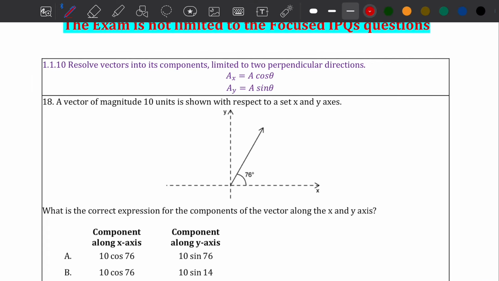Now we have questions on components of a vector, so we will be using cosine theta and sine theta. Here we have a vector of 10 units, and we want to find the x component. Because the x axis is making the angle, we take the cosine, so 10 cosine 76, and the y component will be 10 sine 76. So we just choose the correct answer, which is A.